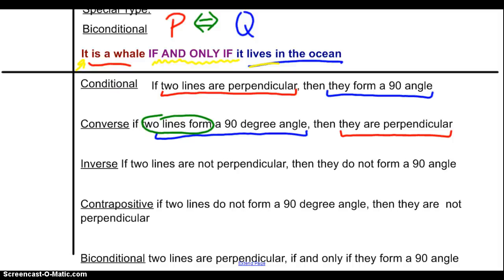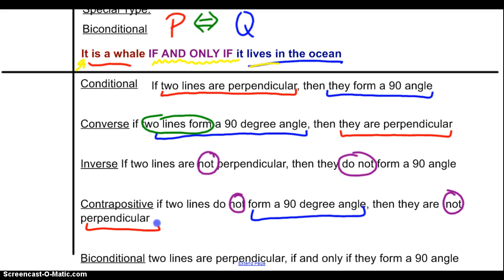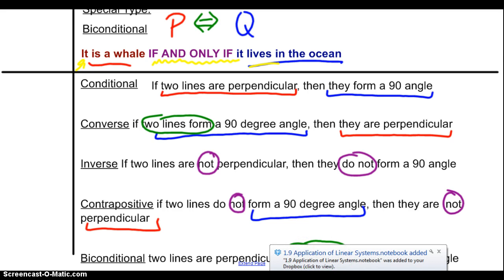For my inverse, remember, I'm adding these nots. I've got not perpendicular, and they do not form a 90-degree angle. Again, you've got to look at the grammar to make sure it's all right. In the contrapositive, I'm adding the nots, and I'm also switching the hypothesis and the conclusion. So there's your conclusion up front, and there's the perpendicular, our original hypothesis. And in the biconditional, I keep my hypothesis and conclusion, and I add this if and only if. So correct your paper. If it's not quite like this, feel free to underline things to help you out. And let's flip the page over when you're done.